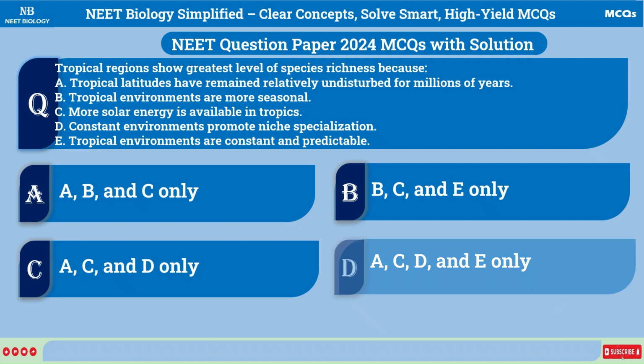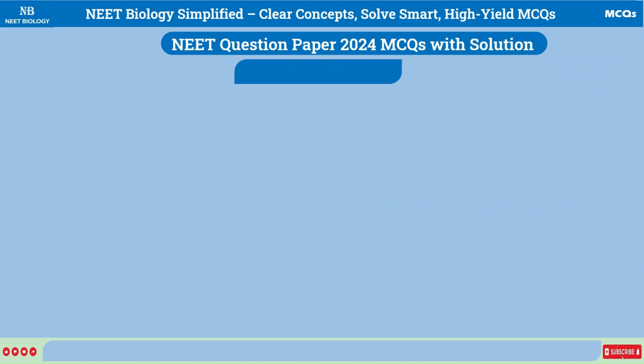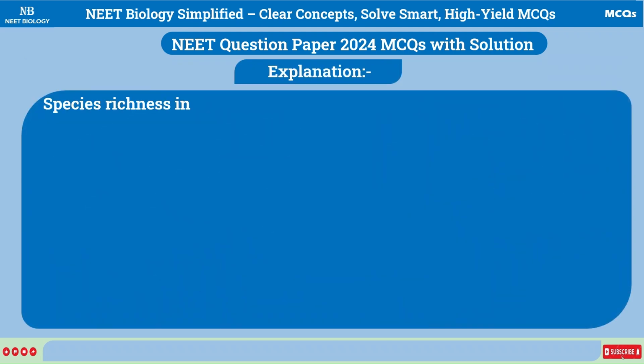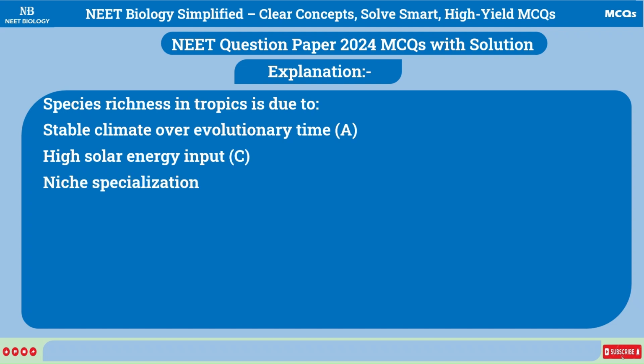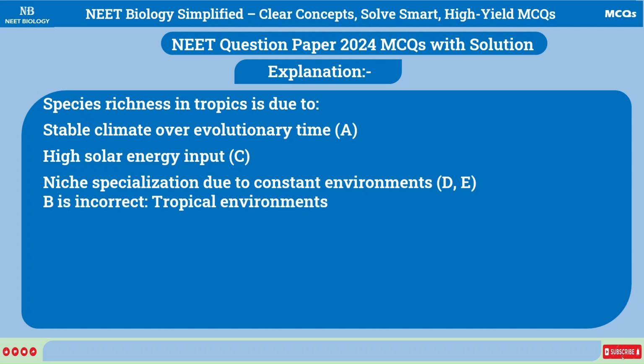Correct answer is D, A, C, D, and E only. Explanation: species richness in tropics is due to stable climate over evolutionary time. A. High solar energy input. C. Niche specialization due to constant environments. D, E. B is incorrect. Tropical environments are less seasonal, not more.